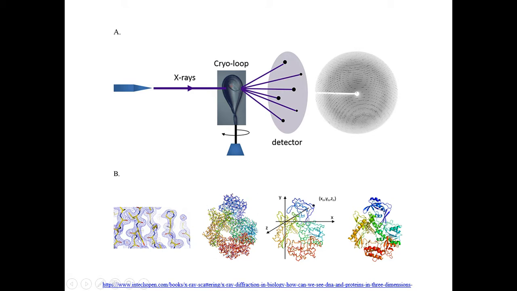This is what it looks like when it's rough. And then as we continue to work on the model and refine it and pinpoint exact locations of atoms, we get a complete structure of a protein.